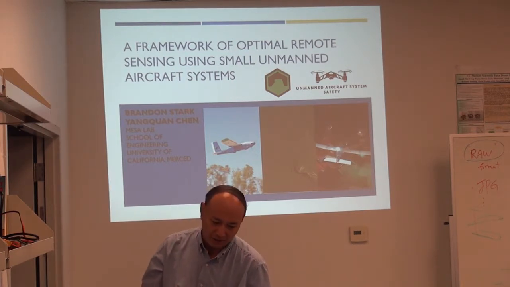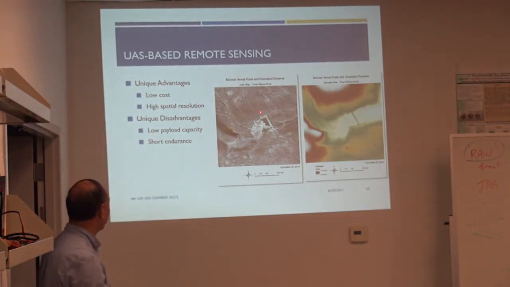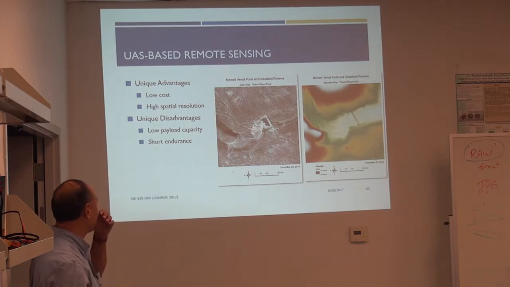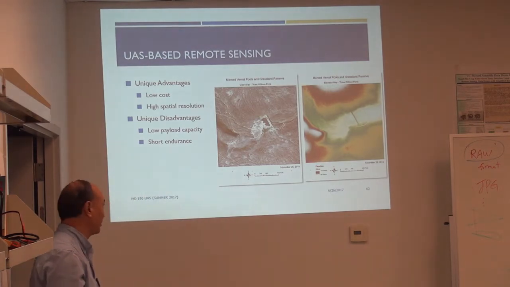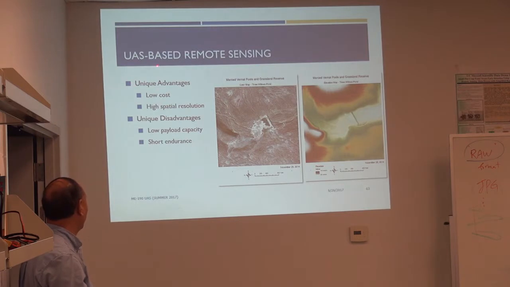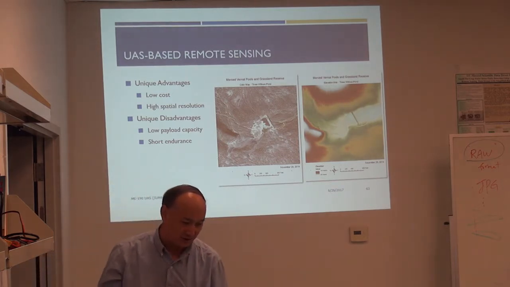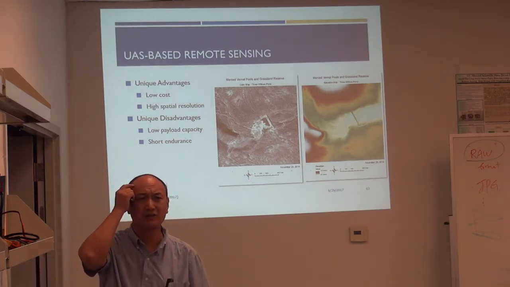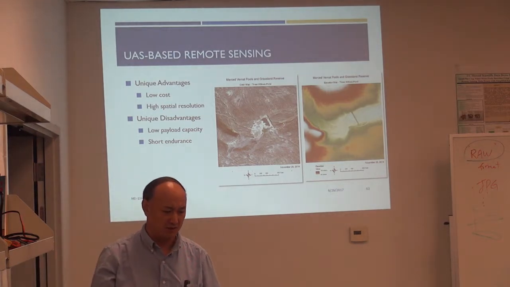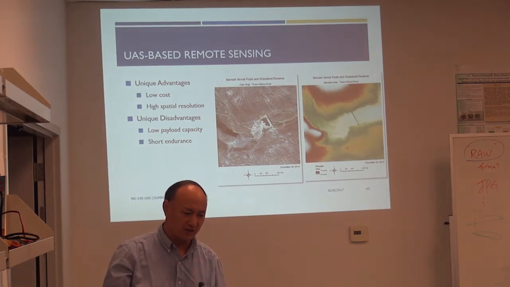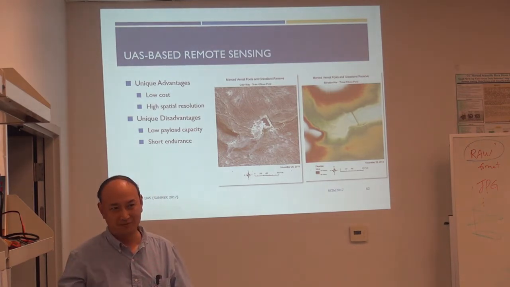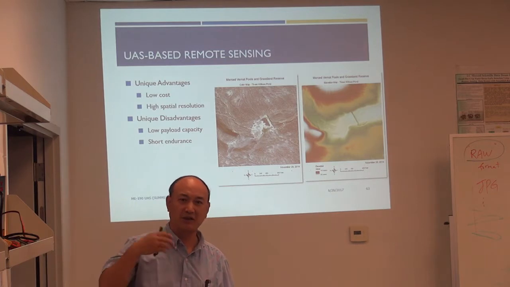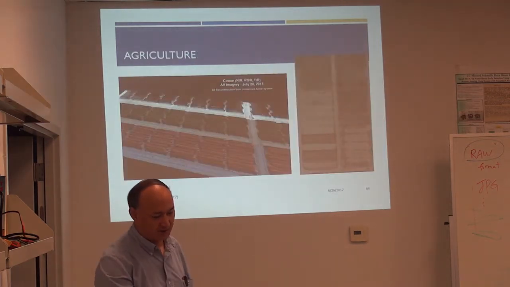So we promote UAV-based remote sensing like this. This is our vernal pool, near the campus, the reserve area, grassland and reserve area. Why do we use UAV-based remote sensing? It is very low cost, with high spatial resolution, at the centimeter level. But the disadvantage is low endurance. It's not like satellites that are there forever. Endurance is maybe 1 hour, maybe 20 minutes. And payload: you cannot carry very heavy things. But that doesn't mean it's not possible.